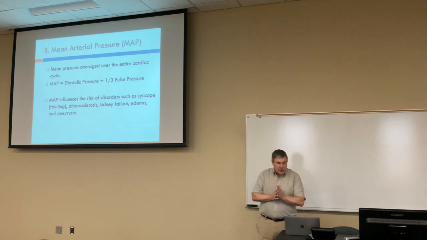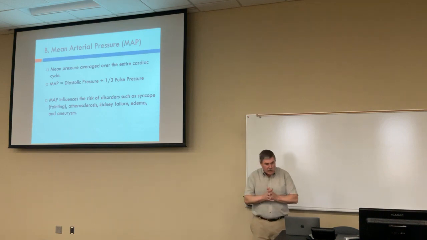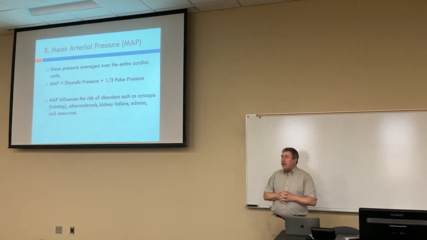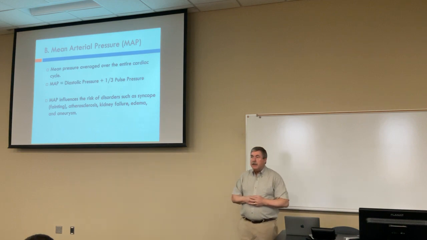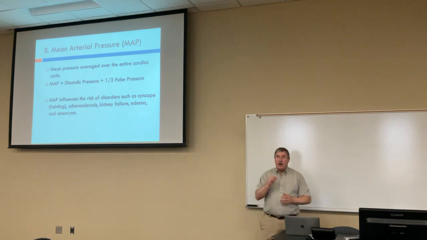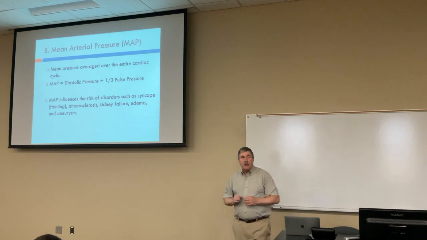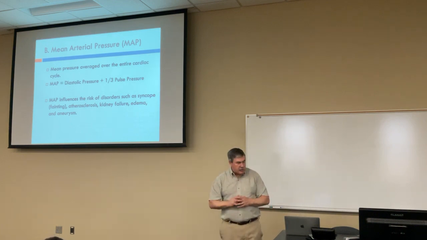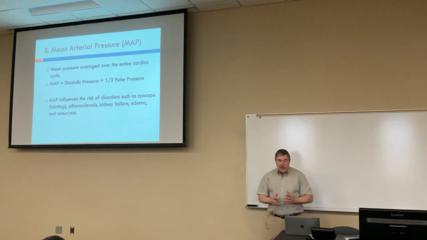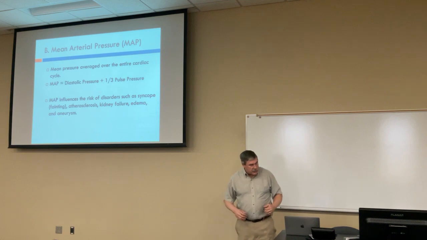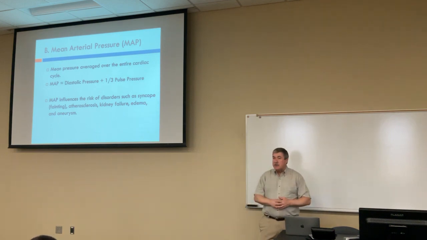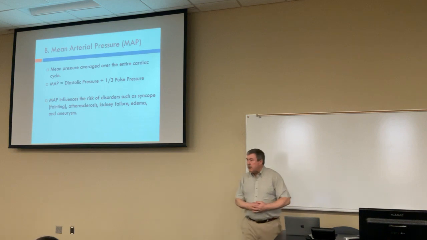And mean arterial pressure influences the risk of certain problems such as fainting if your blood pressure gets too low. There's a condition called atherosclerosis where you get lipid deposits building up in the walls of arteries, which can narrow the arteries. If you narrow the artery, it's going to increase peripheral resistance, and that's going to increase blood pressure. Kidney failure, edema, which is accumulation of fluid in tissues, and the possibility of an aneurysm. We'll talk more about some of these problems later.